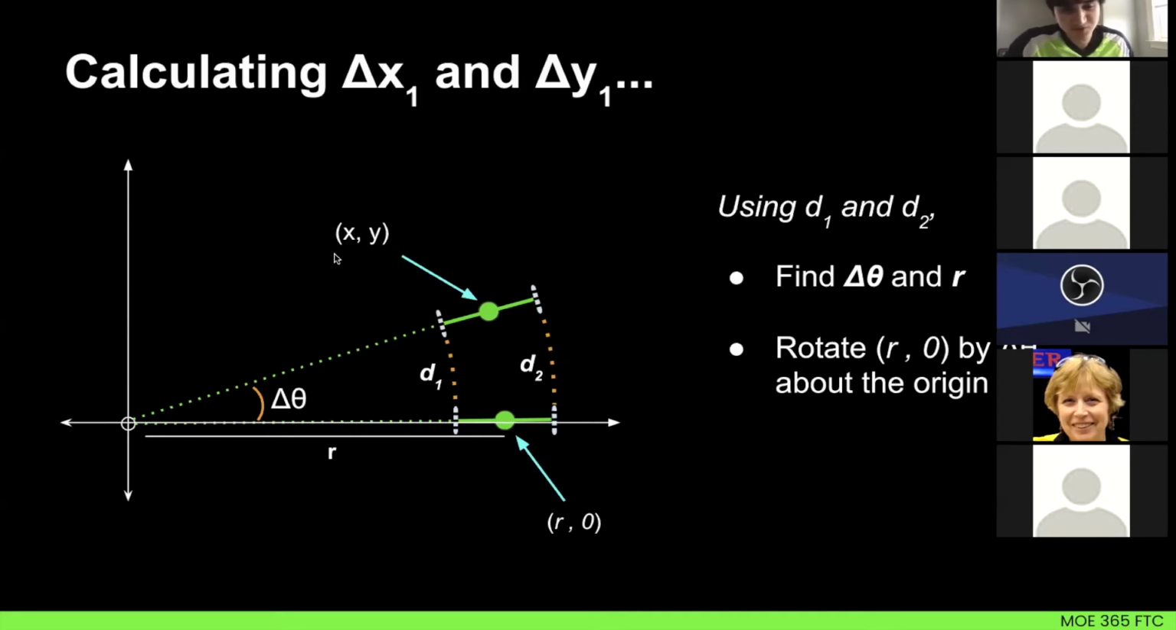However, we don't know what this new point xy is. So that's going to be the first step in our calculations. We know delta theta and R using our previous formulas that we defined in previous sections. We're going to use those calculated variables to rotate the point r comma 0, the point that we know the robot is at using r, by delta theta about the origin. And we already know a formula to do that. We just plug these values into the formula and we get the point xy right here. So we know what xy is. Now we want to use that point to calculate the change in x and the change in y, delta x1 and delta y1.